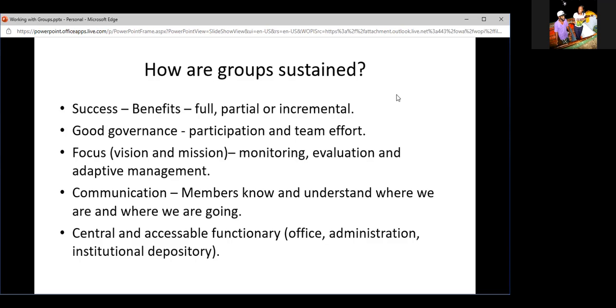Remember earlier we said sometimes we form groups for two reasons: one, to solve an issue, or two, because we realize that there is a benefit to coming together. So did we achieve that benefit? Did we really get the economies of scale that we wanted by doing joint procurement? Did we achieve it fully? Did we achieve it partially? Was it incremental achievement? These are the kinds of things that keep us incentivized and keep us wanting to remain.